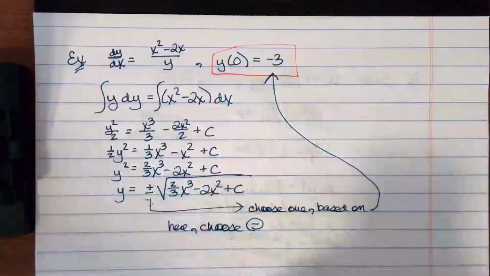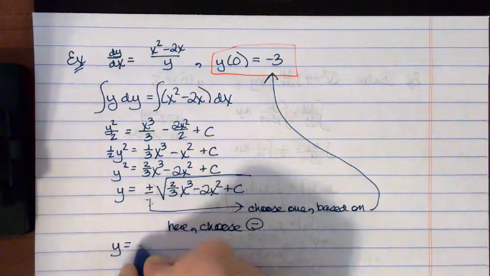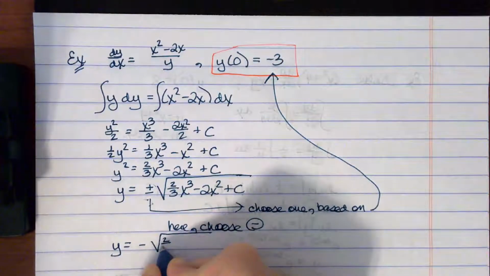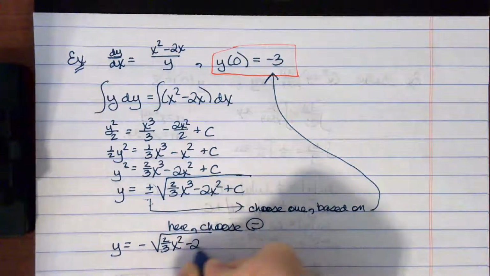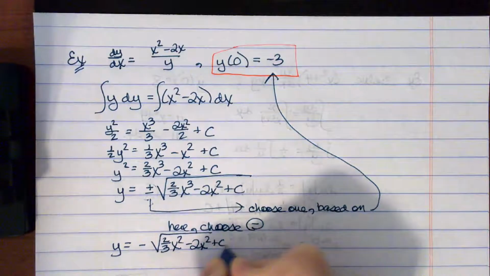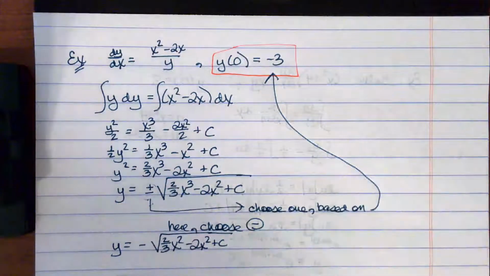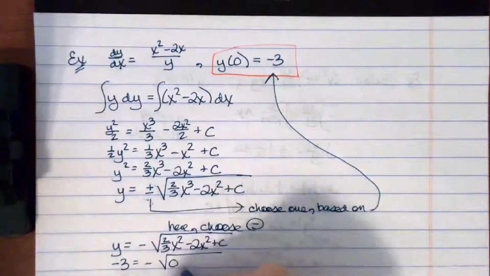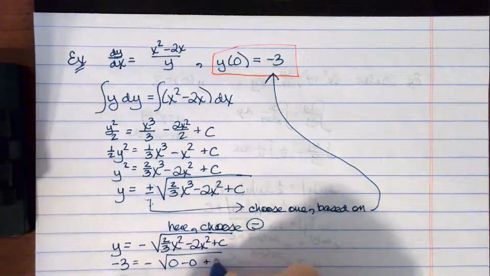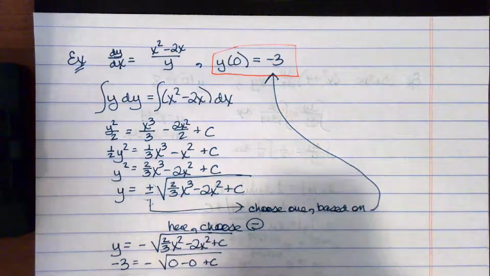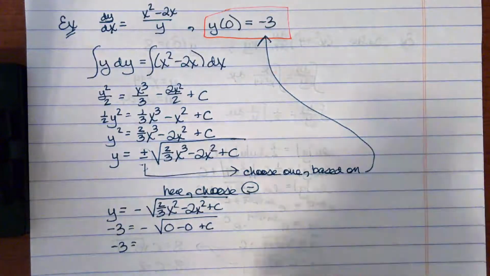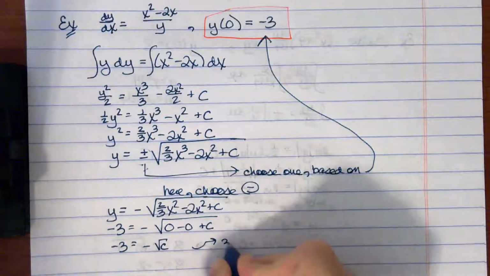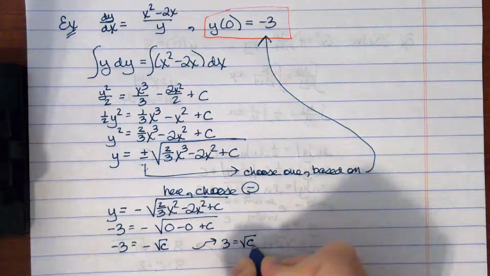Which means the general solution I'm going to focus on is y equals negative the square root of 2/3 x squared minus 2x squared plus c, all under the root. Plug in your initial condition: negative 3 equals negative square root of 0 minus 0 plus c. Sorry, you can't see that. Negative 3 equals negative square root of c, or 3 equals the square root of c. Square both sides.